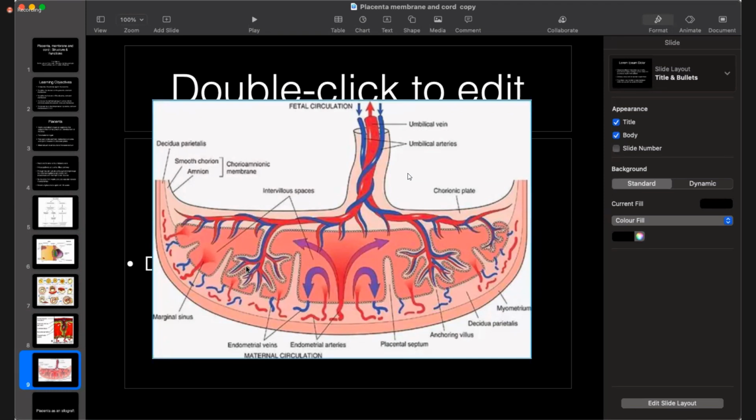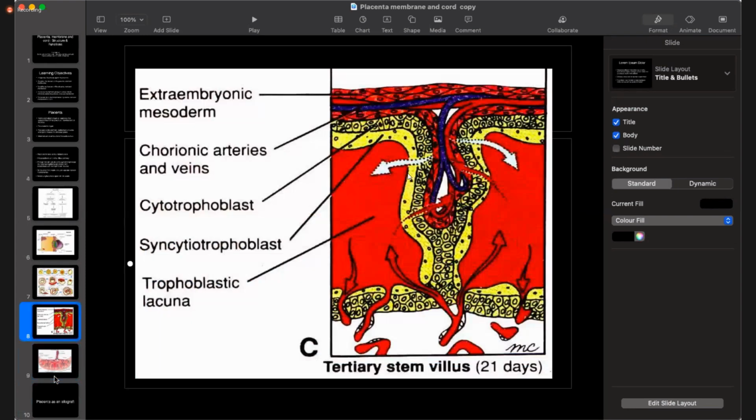In the intervillous spaces, the sinuses or blood vessels from the maternal side open and pump the blood into the intervillous space. These villus structures are completely bathed within the blood. The villus structures covered by this trophoblastic tissue are called cotyledons. This placenta forms cotyledons.